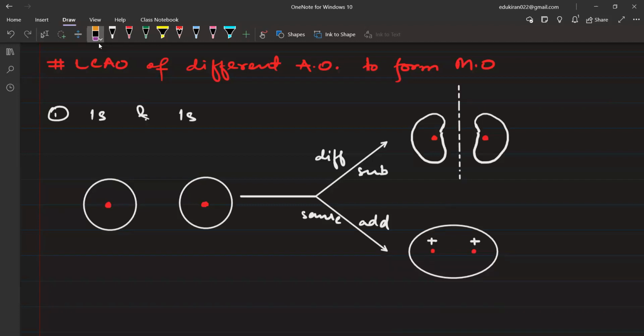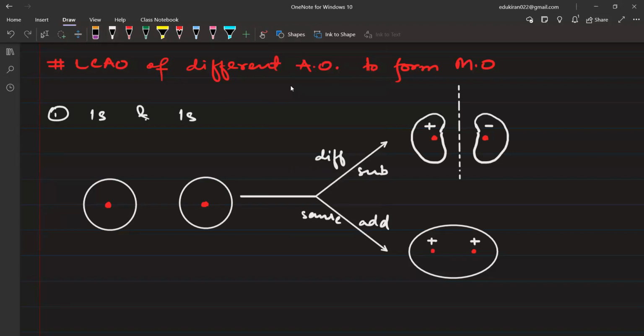ठीक है, there is no electron density here. So obviously they will be having different phases. So one positive and the other one will be negative. Got this? Yes or no? Please tell me. हाँ जी बताएं. Tell me guys, all of you got this? Yes or no? Please tell me. बोलो भाई. Yes, sir. ठीक है.